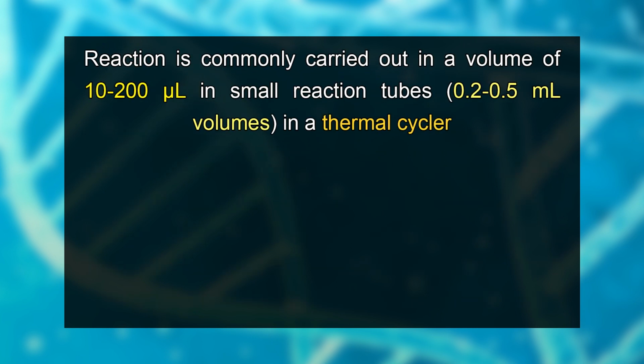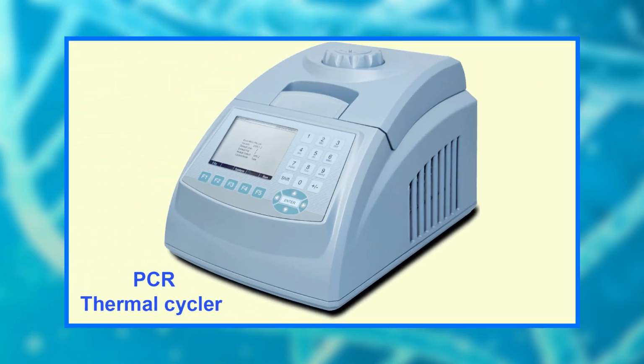The reaction is commonly carried out in a volume of 10 to 200 microliters in small reaction tubes, for example 0.2 to 0.5 ml volumes, in a thermal cycler. The thermal cycler heats and cools the reaction tubes to achieve the temperatures required at each step of the reaction. Thin-walled reaction tubes permit favorable thermal conductivity to allow for rapid thermal equilibrium. Most thermal cyclers have heated lids to prevent condensation at the top of the reaction tube.